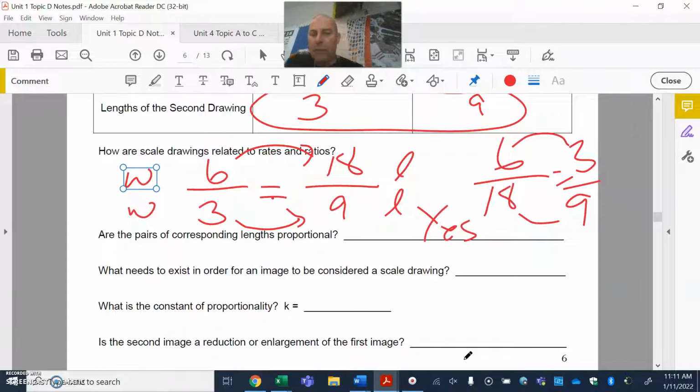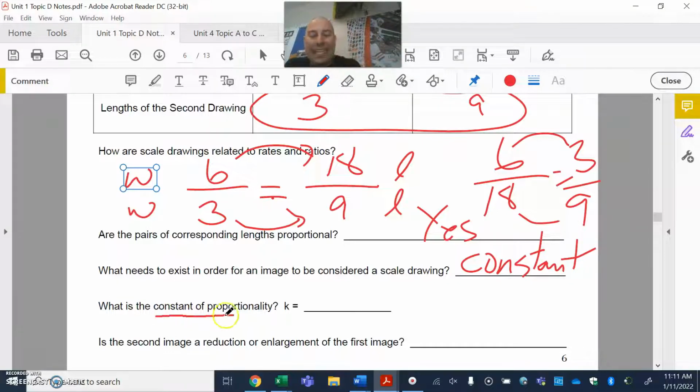So what needs to exist in order for an image to be considered a scale drawing? Well, what needs to exist? We are going to need a constant, which means we need it to be proportional, which means we need equivalent ratios. They're all synonyms.